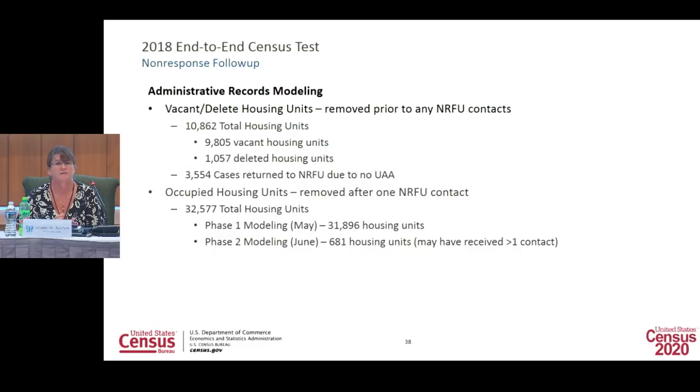We did this in two phases in 18. As you can see here, we had over 32,000 households that were modeled as ad rec enumeration households. Most of them right at the beginning of NRFU when we got that first delivery of tax data in May. We were able to pull out most of those cases. We did run that modeling again in June and were actually able to pull out another about 680 housing units out of NRFU. Now those 680, obviously, they were in NRFU for a month, so some of them may have received more than that one visit, but as soon as we modeled them as ad rec enumerated, we could pull them out of the workload.